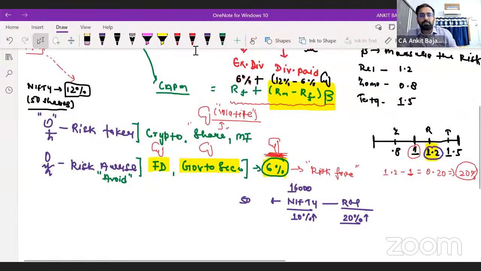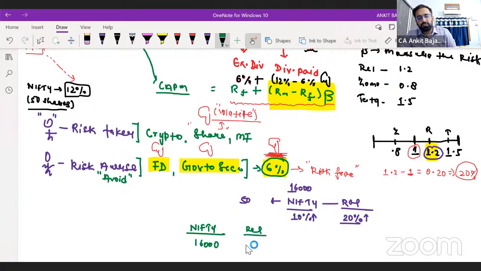So let's suppose the current price of the share is... if I take the Nifty figure here, the Nifty value is 16,000, I'm assuming. And let's suppose the Reliance share price is 2,000, right? Now let's suppose Nifty is going up by 10%. So 10% of 16,000 is going to be 1,600, right? So Nifty is going up by 1,600 points.